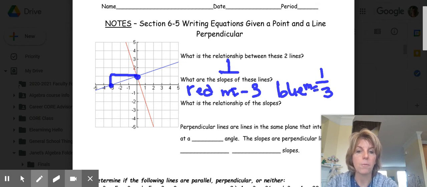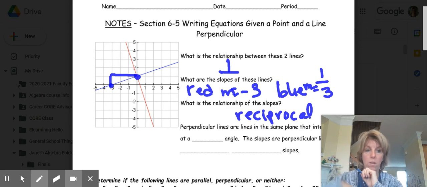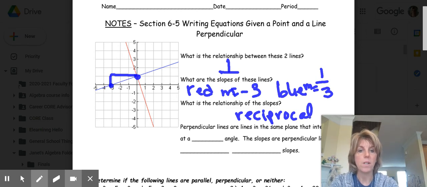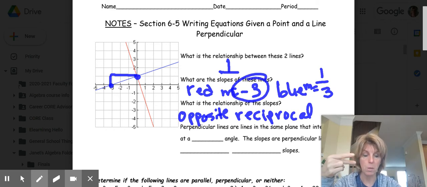Notice that they are reciprocals, right? The reciprocals. One is the flip of the other. So we have one over the other. Notice that one is negative and one is positive. So they're not just reciprocals, but they are opposite reciprocals. So we need to take the slope, whatever slope we find originally, and we're going to need to flip it into the reciprocal. And then we have to go from negative to positive or positive to negative.